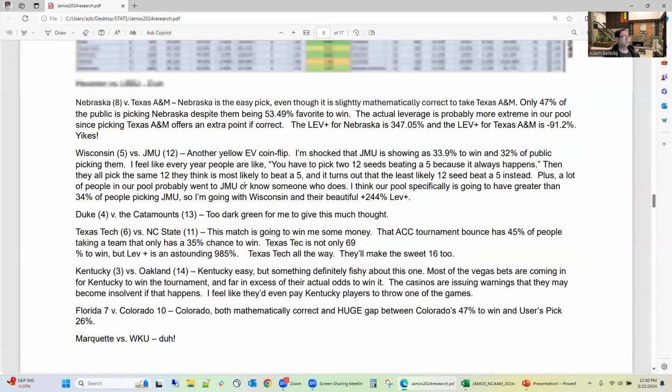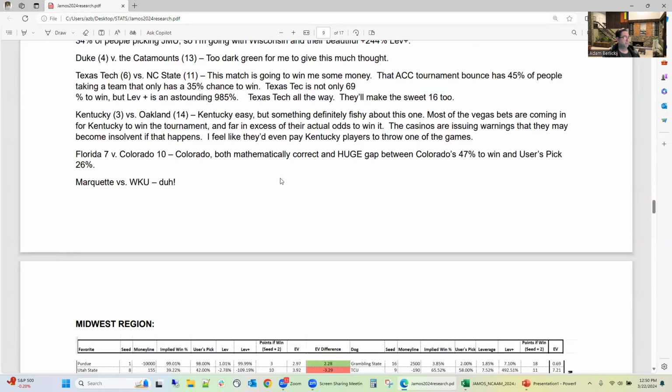But it's so dark green. I can't bring myself to pick them. So I'm sticking with Kansas for that one, but I don't see Kentucky going as far as everybody else does.